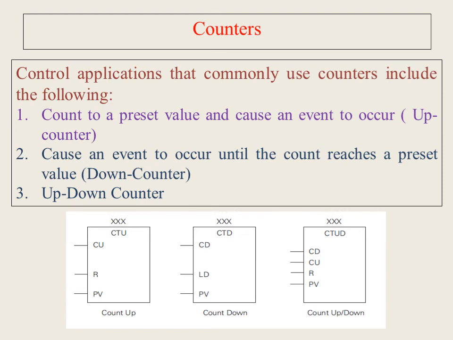In the count up, you can see in the figure, CTU is written over here, CU that is count up, R for the reset value, and PV for the preset value. Then CTD, the count down, has CD for count down, LD meaning load, and a preset value. In the count up-down, there is count down, count up, R that is reset, and PV that is the preset value.